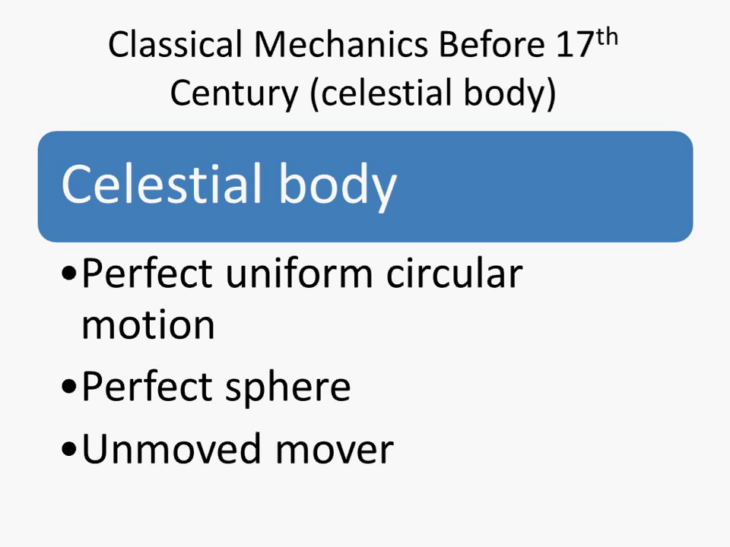The first is that these stars make a perfect uniform circular motion. That is to say, they circle the Earth in a uniform circular motion. Their orbit is a circle.